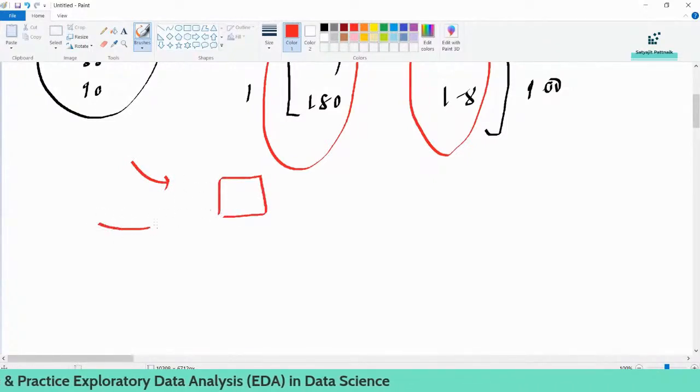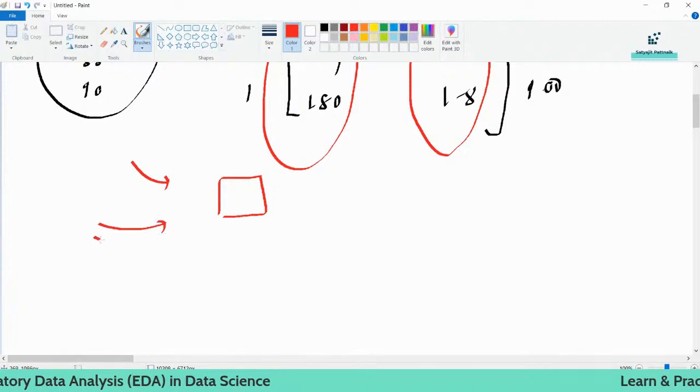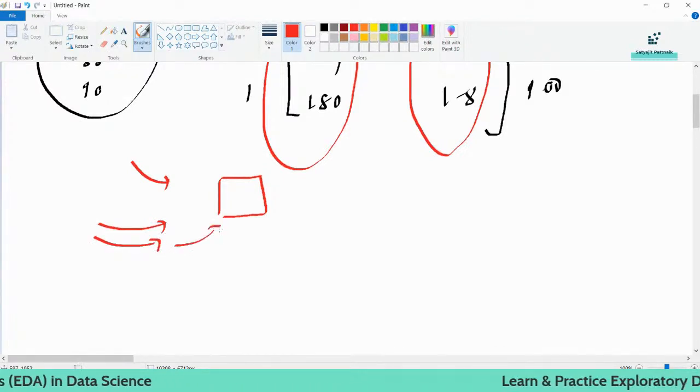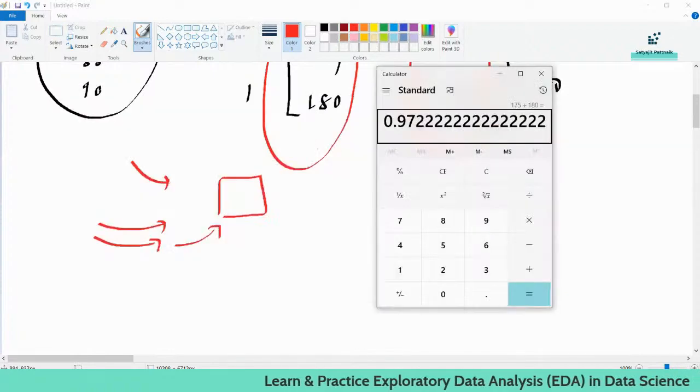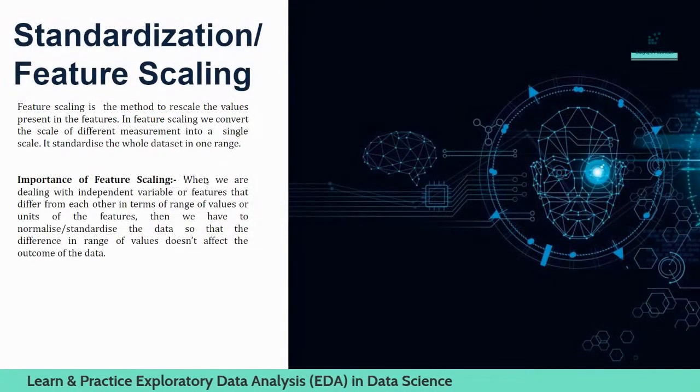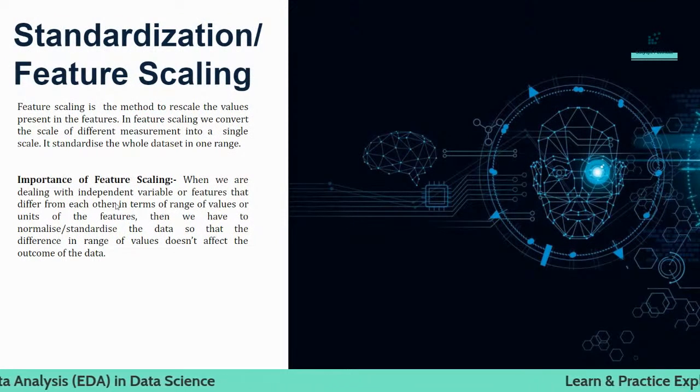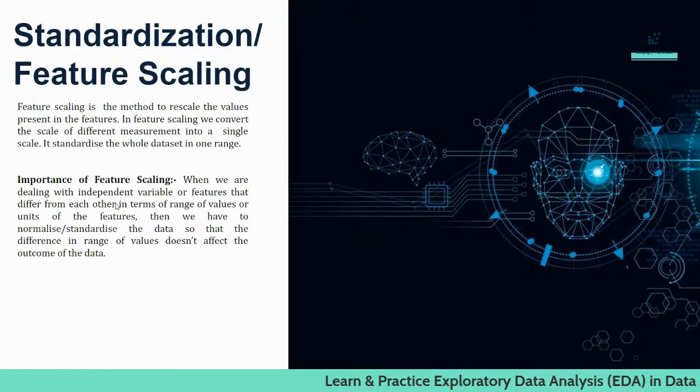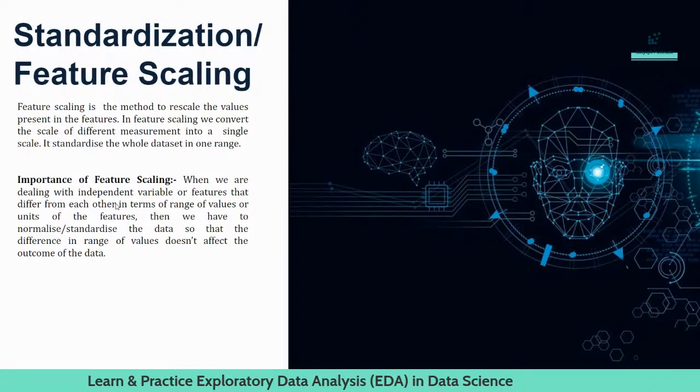So whenever new data comes in, you always have to do the scaling and then feed the data to the model. Okay, so we'll try to understand the different types of feature scaling. Importance of feature scaling: when we are dealing with independent variables or features that differ from each other in terms of range of values or units, then we have to normalize or standardize the data so that the difference in range of values doesn't affect the outcome of the data.